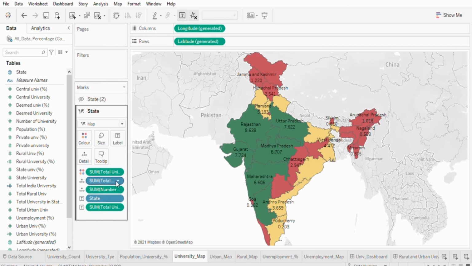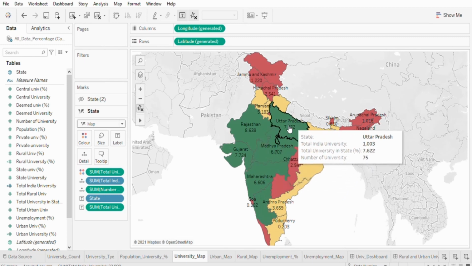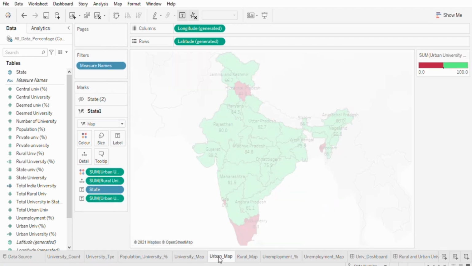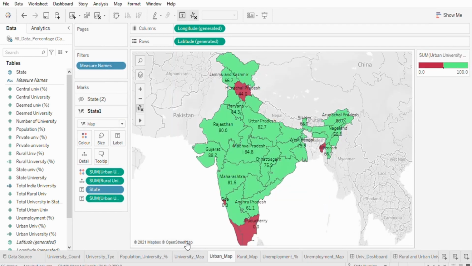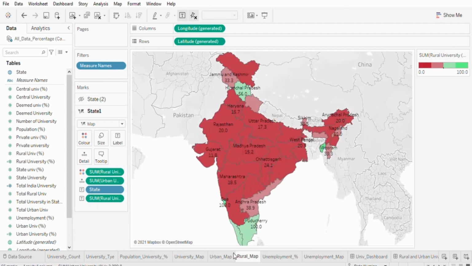Tableau automatically generates the rows and columns based on the state data. I have put various levels and details, so while hovering you can get the required details. The next visualization, which is again a map chart, represents the university count in urban India for each state. The next visualization, which is a map chart, represents the university count in rural India for each state.